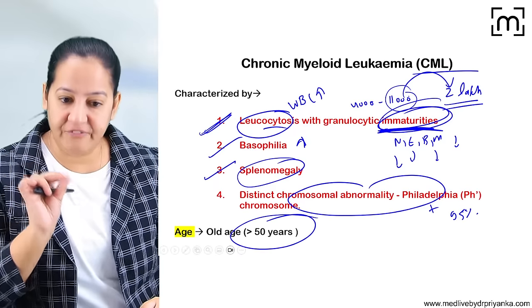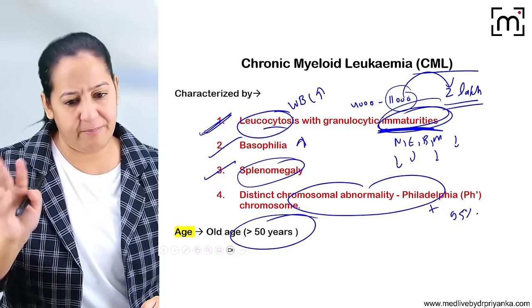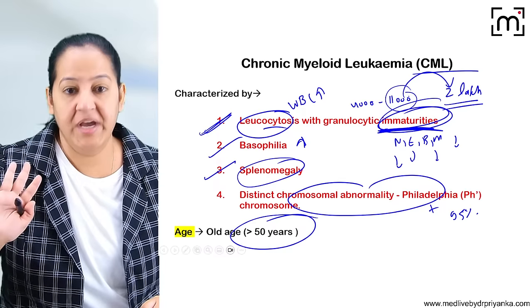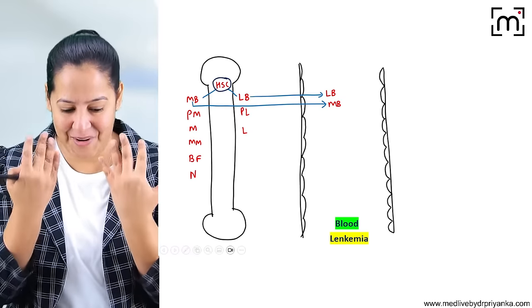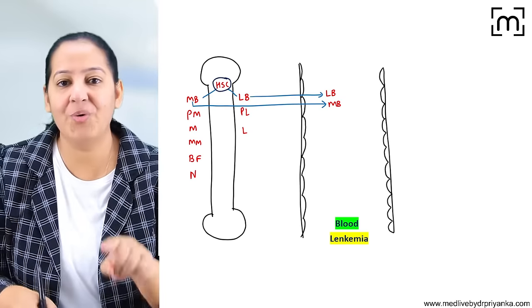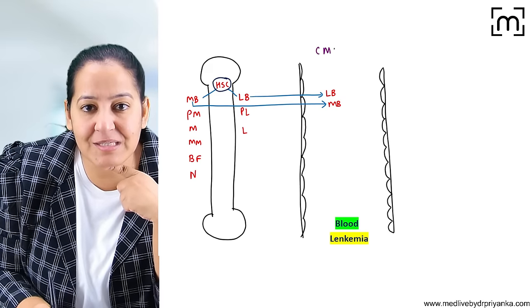So you will get a question: there is a 50 year, 55 year, 60 year, male or female, like that. So it is middle to old age, after 50 years. Now coming to the pathogenesis. Look here, everyone, on the screen. I am teaching you the pathogenesis of CML.